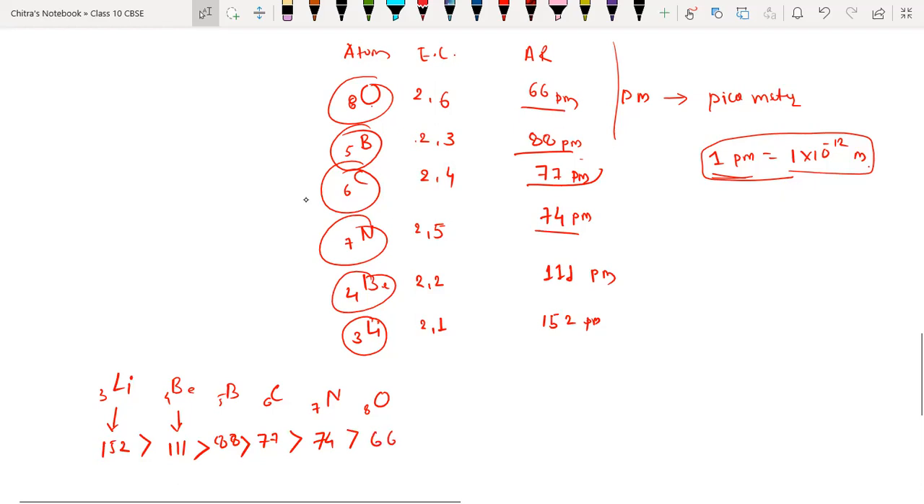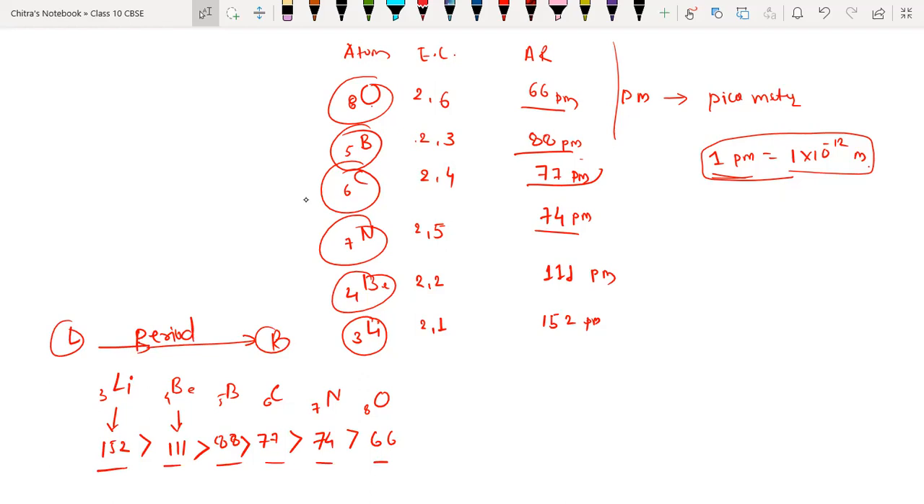See here, when we are moving left to right, here we have the left and on this side we have the right side, along the period, atomic radius decreases, as you can see here. Is it clear to everyone? Do reply. Yes, sir. Okay, so this is for period.